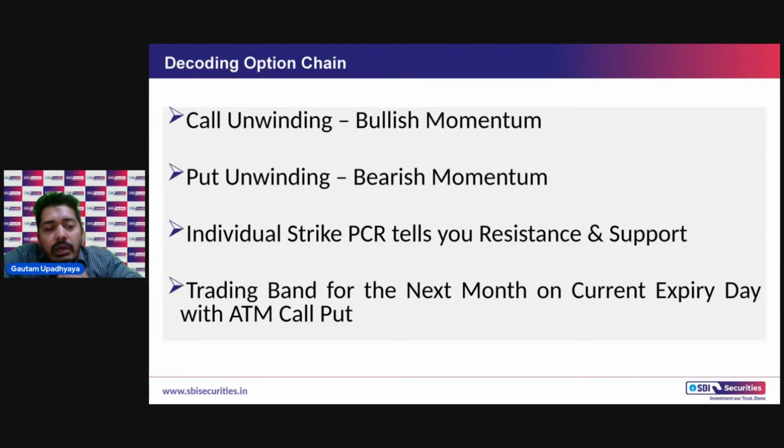So if there is unwinding in calls, the person who has sold the call options is basically closing out his position. The one who earlier sold call options is now closing his positions. That is what is meant by call unwinding. Put unwinding means the person who has sold the put options is now closing out that particular trade. That is a bearish indication. If he feels the market can fall from here, the seller of a put option will close his existing position. That is known as put unwinding.